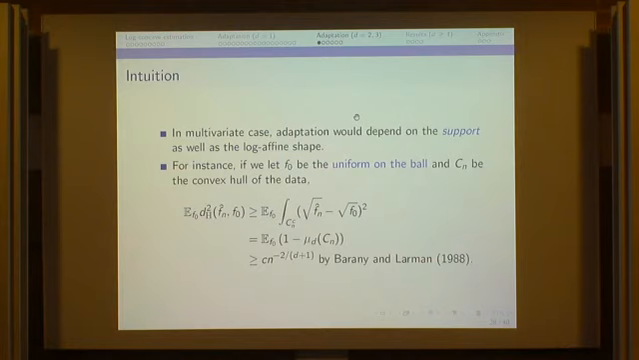Yeah, so this is why this problem can be much more complicated, because we need to think of what type of support and also what type of shape will determine these adaptive properties. We need to figure that out. So since we know that uniform on the ball wouldn't work, we first think of the simplest case, which is uniform on the box.